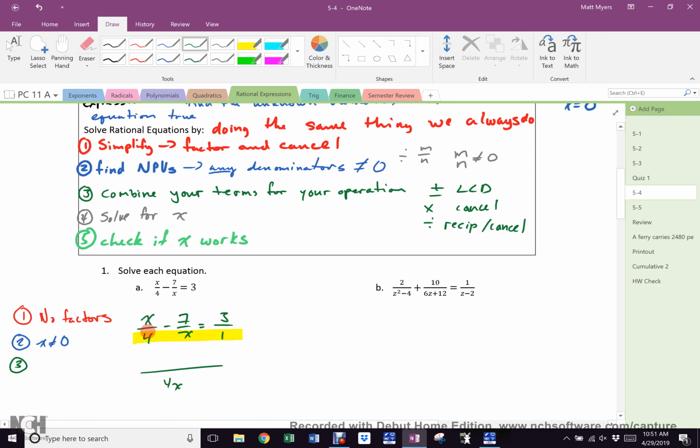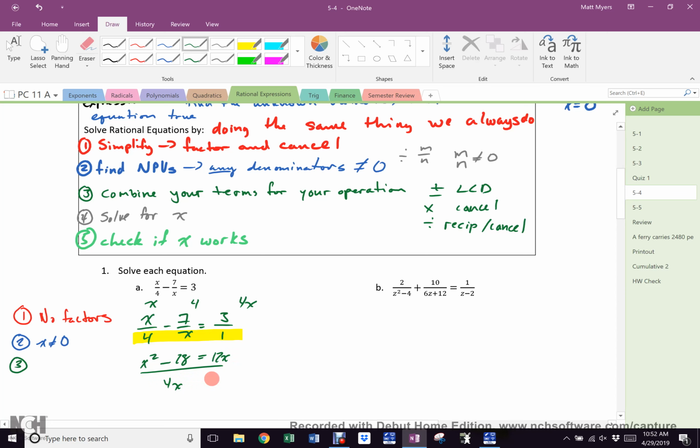What does this guy need? This guy has a 4, so he needs x. What does this guy have? So he needs what? 4. What does this guy need? 4x. Now I just multiply. What's x times x? X squared. Minus, what's 7 times 4? 28. Equals, what's 3 times 4? 12x. Is everybody cool?